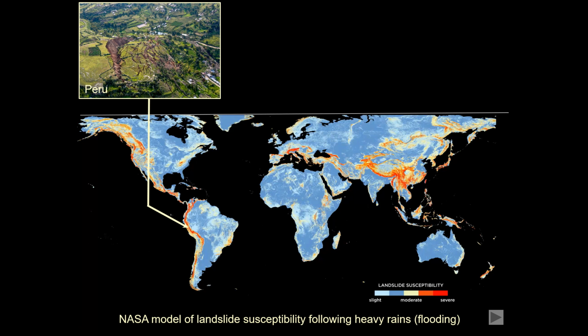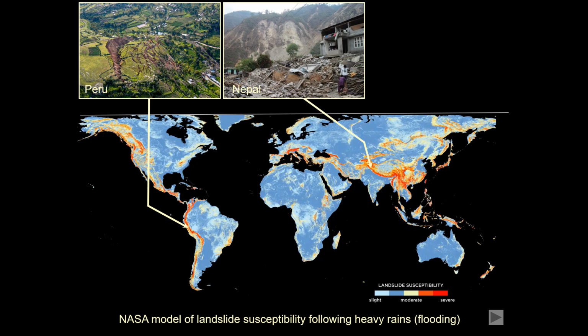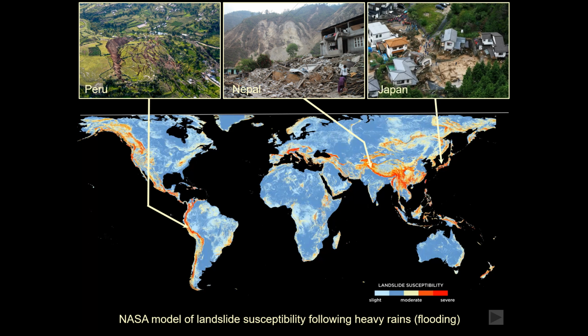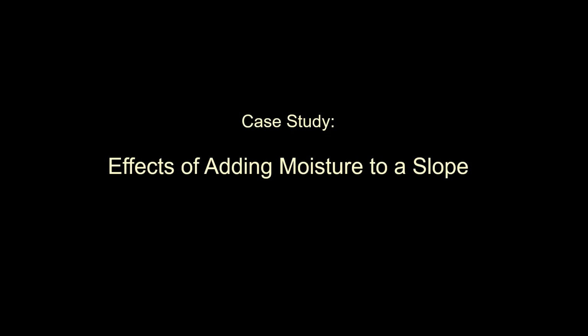Here's just some examples. Peru, a landslide there. Nepal suffers from frequent landslides, and Japan as well.